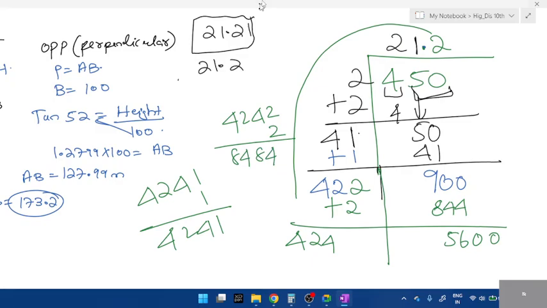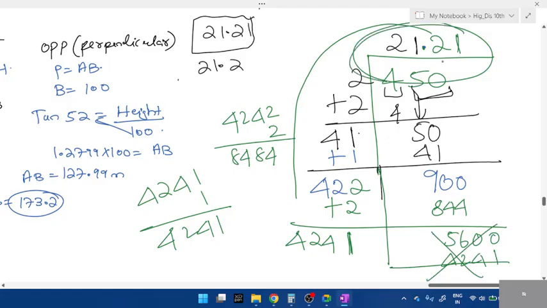Which number should I take? 1. Did we get the correct answer? 21.1. This is how you have solved. Clear? Understood? 1 and 1 gives 4241. Forget about the remainder, students. Remainder doesn't matter. All we need is quotient. Quotient is our main answer. 21.21.